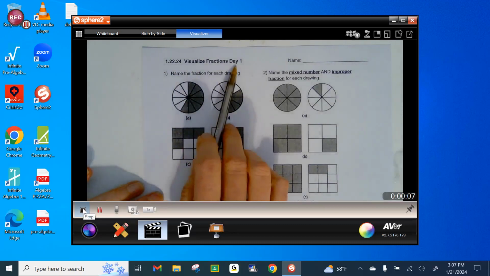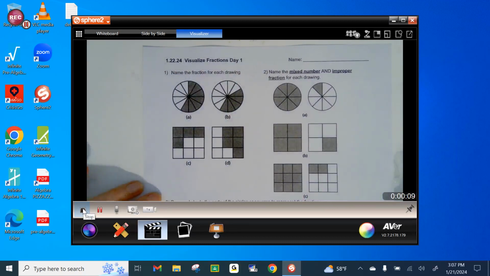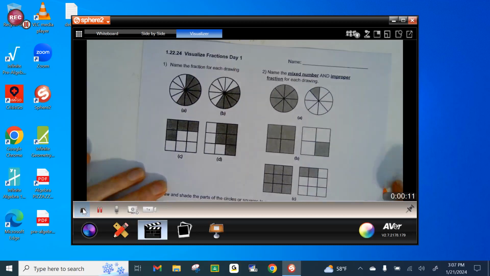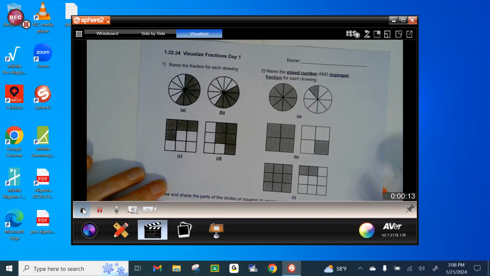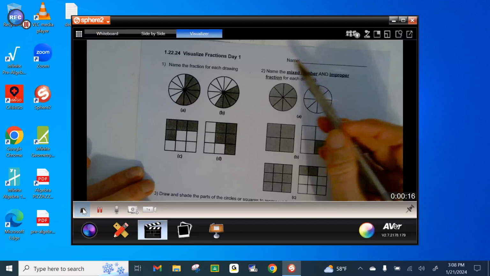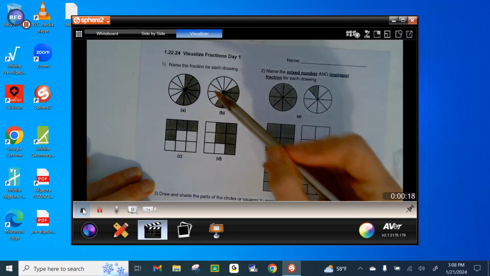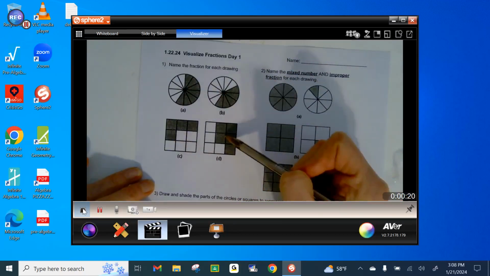It's our first day of fractions, visualizing them, seeing pictures and understanding what fractions mean. So we took a bunch of notes today, and this is your assignment. You're going to name the fraction for each drawing.